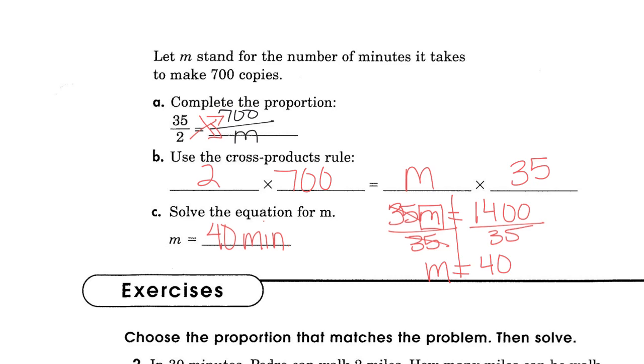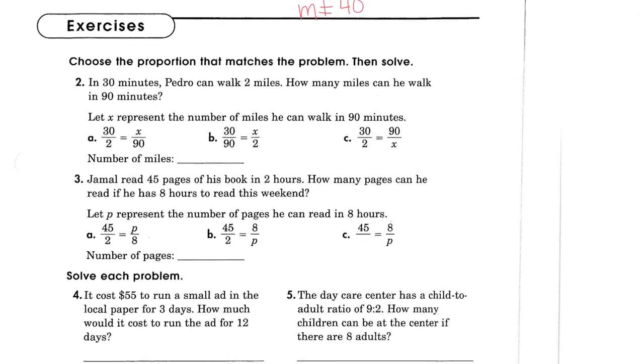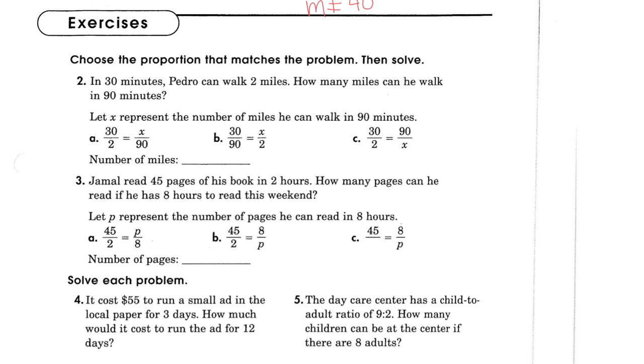Now, on problem number 2, it says choose the proportion that matches the problem, then solve. I'm making that a little smaller. So it says in 30 minutes, Pedro can walk, okay, I'm going to erase that M. So in 30 minutes, Pedro can walk 2 miles. It says, how many miles can he walk in 90 minutes? Notice I have both sets of minutes on top, both sets of miles on the bottom. And I'm actually going to erase that M.